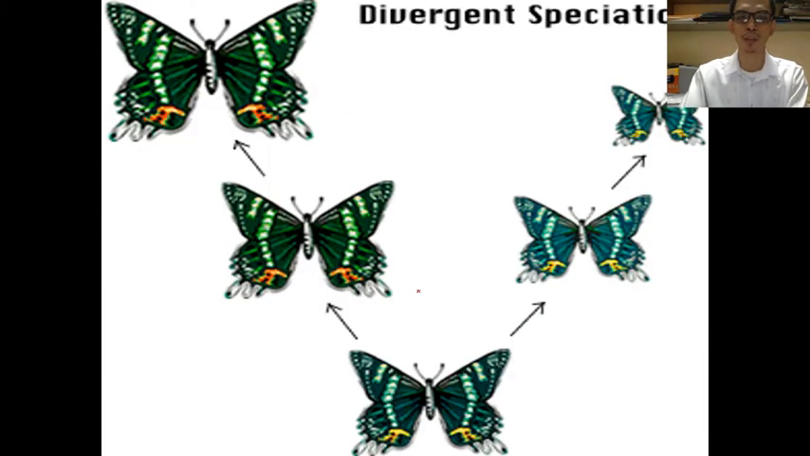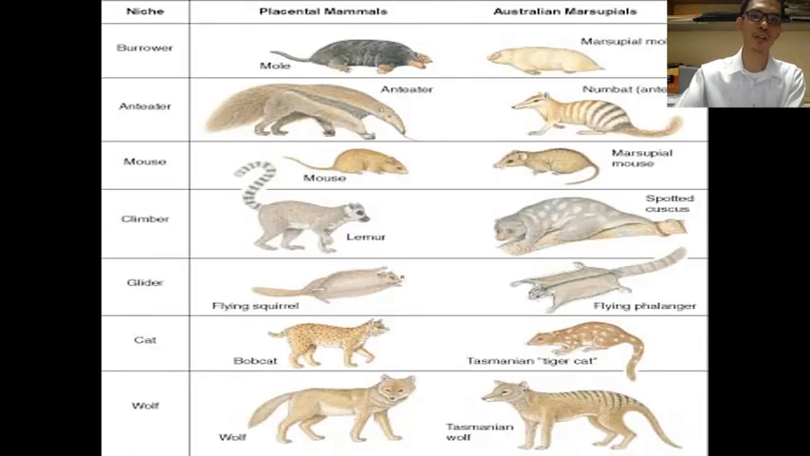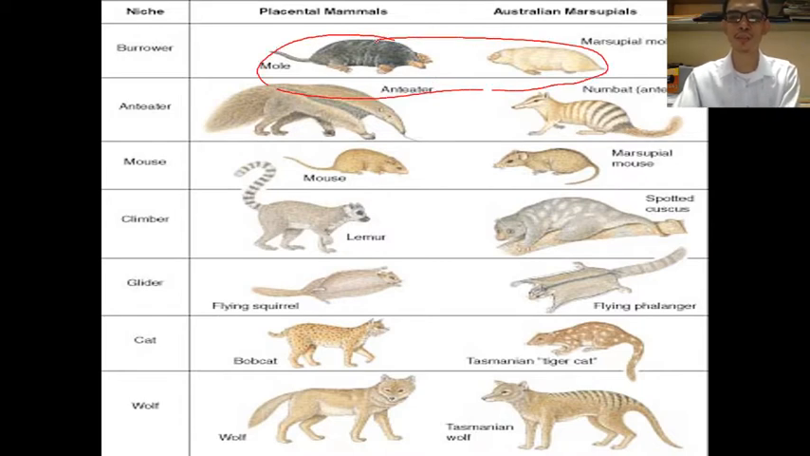An example is butterfly wings. There are some small butterfly wings and some big butterfly wings, including their coloration. This is divergent evolution. Next one. Mammals and marsupials. This is also divergent evolution. Both of them are mammals, but their body structures are completely different. This is placental, and these are marsupial. This has a pouch, and this has a placenta.